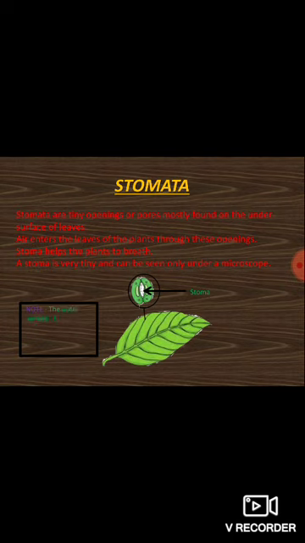Stomata. Now let us see what is stomata. Stomata are tiny openings or pores mostly found on the undersurface of leaves. Air enters the leaves of the plants through these openings. Stoma helps the plants to breathe. A stoma is very tiny and can be seen only under a microscope. The outer surface of the leaf has a waxy coating called cuticle which protects the leaf.